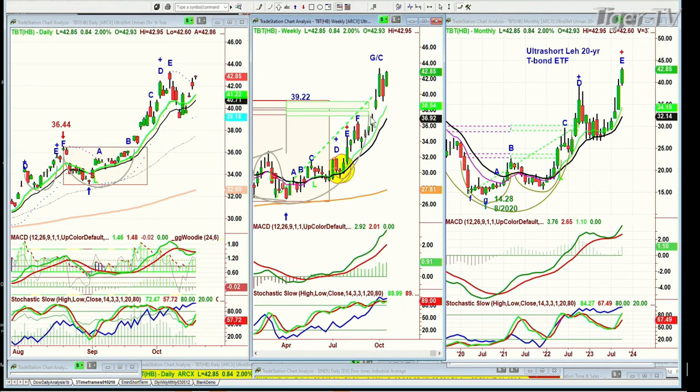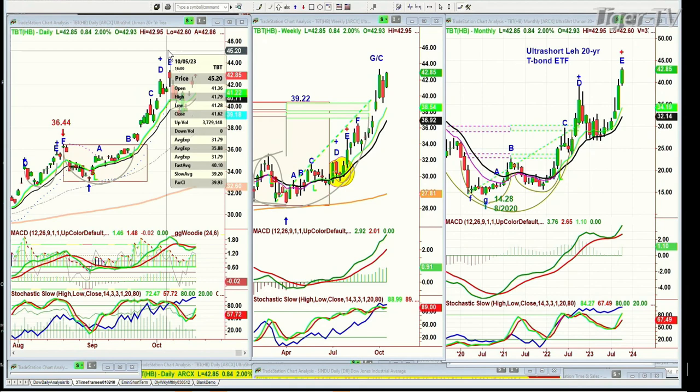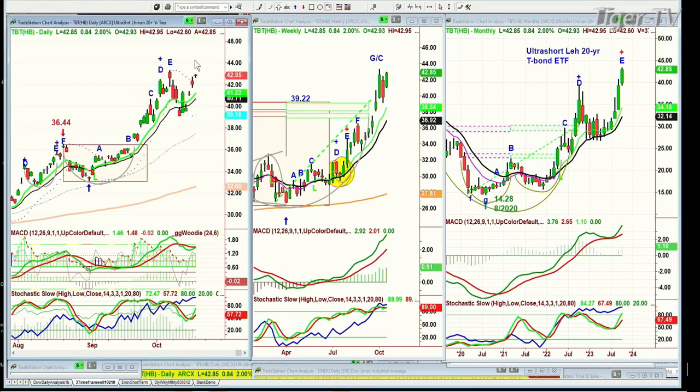So that says this is an alternative account G/C, and I'm anticipating that it goes to a leg D that'll be over the daily. TBT is the ultra-short Lehman 20-year Treasury bond ETF, and 43.31 was the high on the 6th of October. The high today is 42.95. I think it's going to go those extra pennies and go to a leg F. Then we're going to have to monitor it and see exactly what's happened. F in the daily and D in the weekly chart, leg E in the monthly.